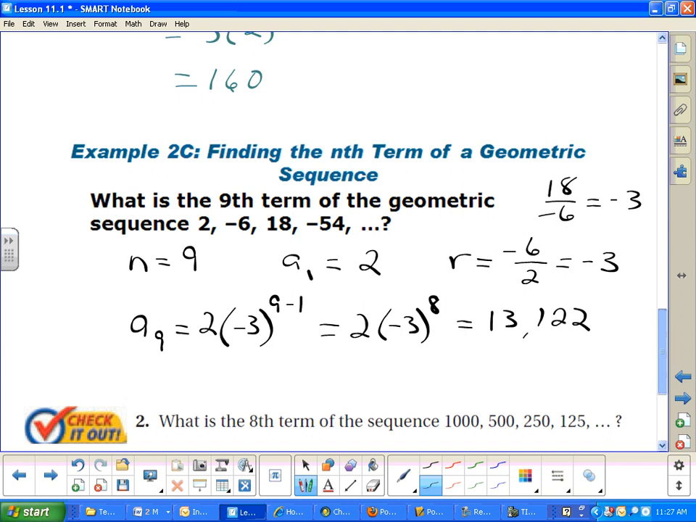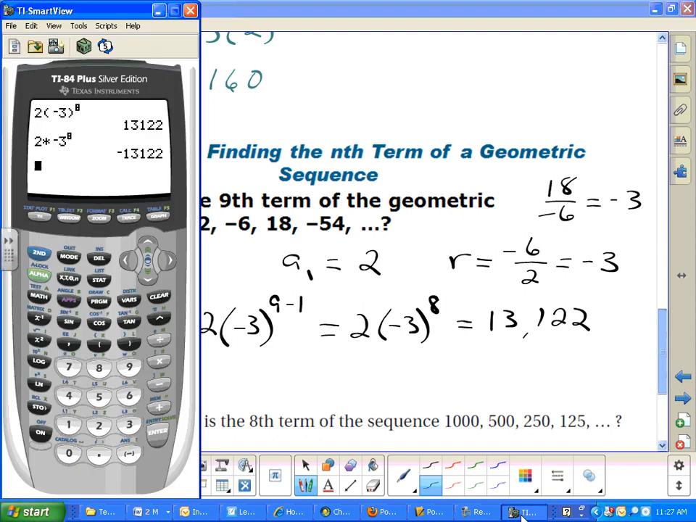And if you decided to, let's see, our last number is negative 54, or we could do this. We could type in 2. There's our first number, right? And our common ratio is negative 3, correct? So there's the second term, third, fourth, fifth, sixth, seventh, eighth, and number 9. Okay? Right. So you could do it that way, find the right answer also.